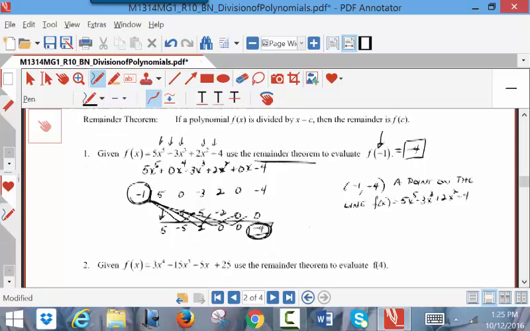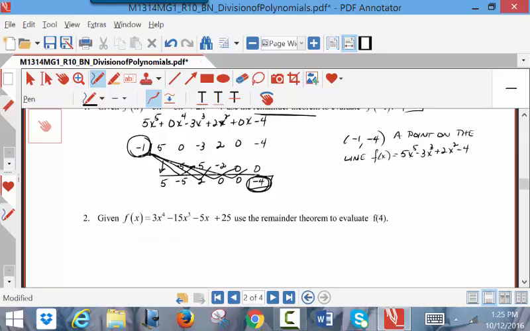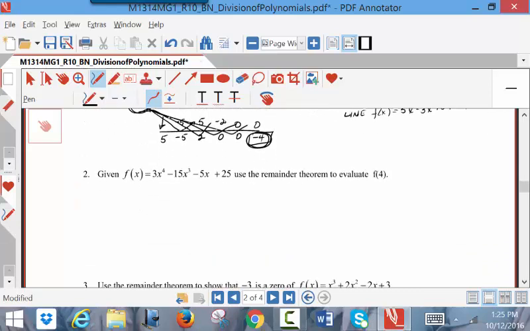Okay, let's try another one, especially since you're just now kind of learning how to do synthetic division. So again, the remainder theorem is the one that says that those two numbers are an ordered pair point on the line. So now again, use the remainder theorem, which means use synthetic division, put a 4 in the half box, and create an ordered pair point, which will be on that line.